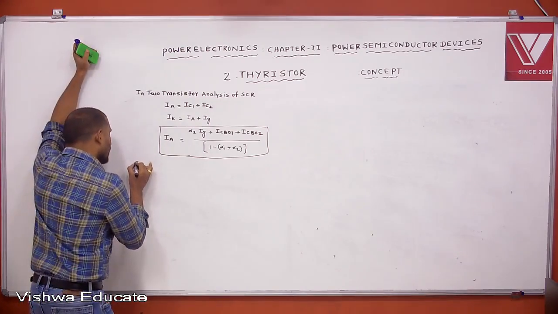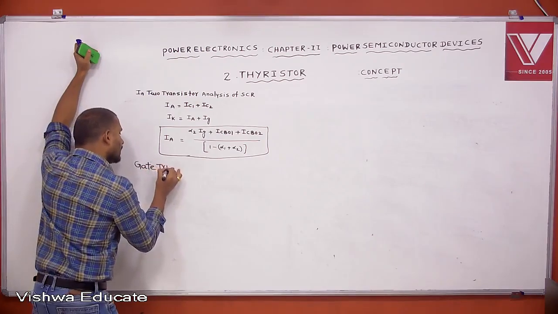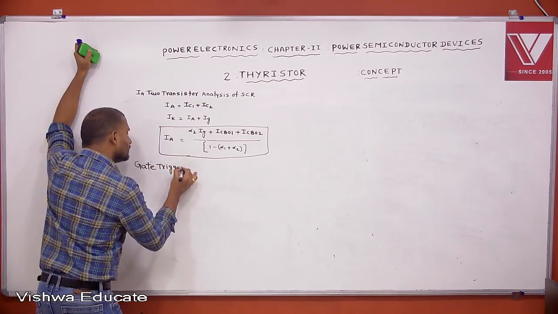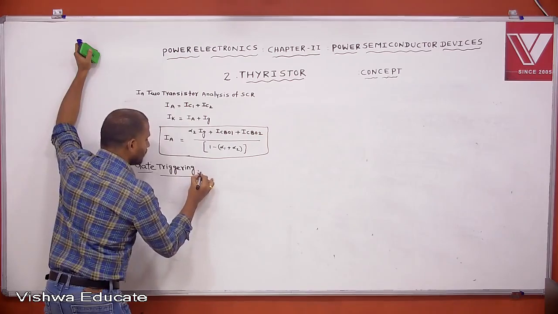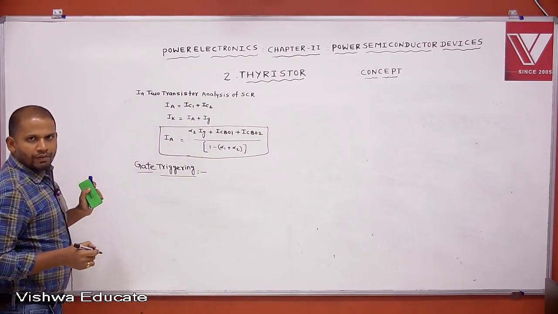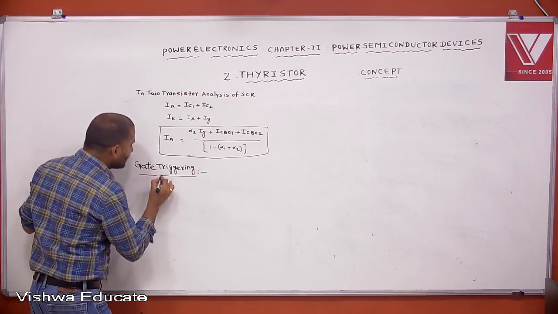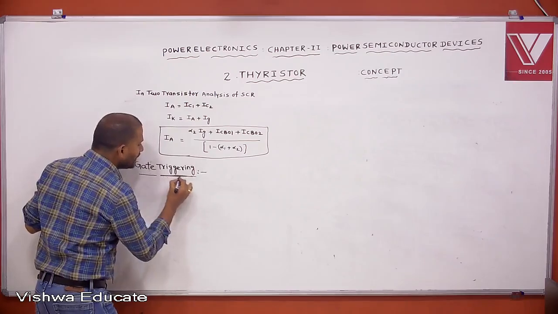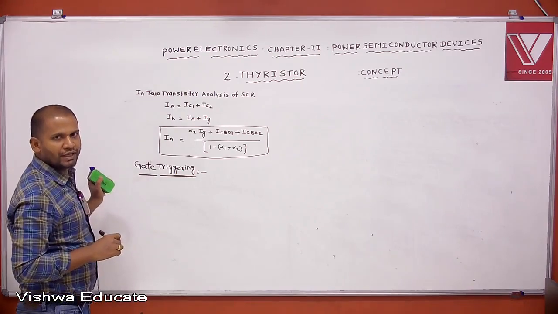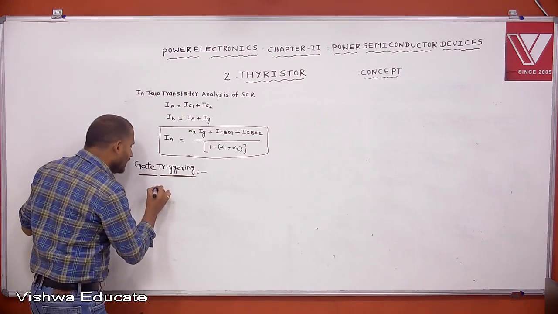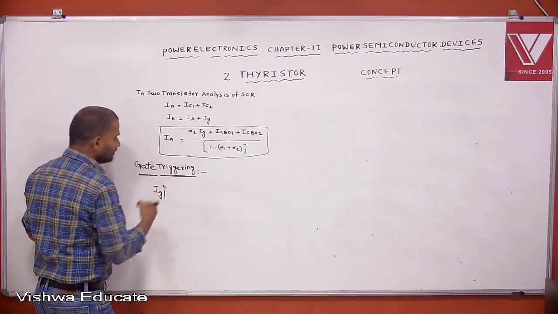First you start with the gate triggering method. Then what do you mean by gate triggering method? Gate triggering means by connecting the gate supply, we can slowly increase the gate current, or we can inject the gate current using the gate supply. That means in the gate triggering method, by connecting the gate supply, we are increasing the gate current.